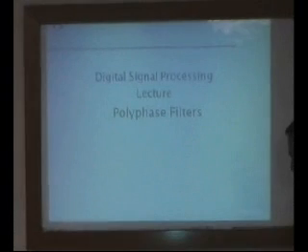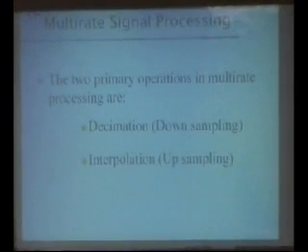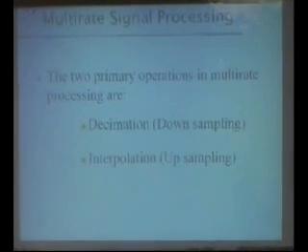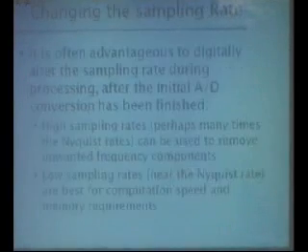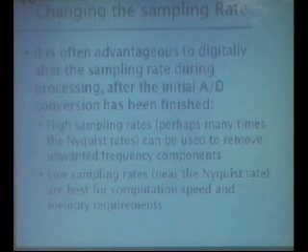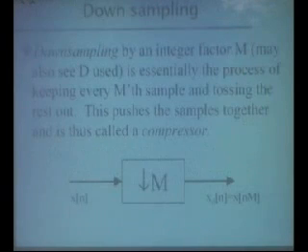These are called polyphase filters, and they are used to implement decimation, which is called downsampling, and interpolation, which is called upsampling. So they are used to do upsampling and downsampling, and we have already covered why you would ever want to change the sampling rate. I'll not get into this.